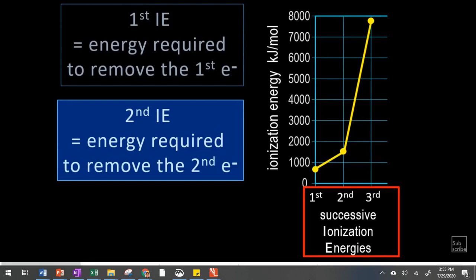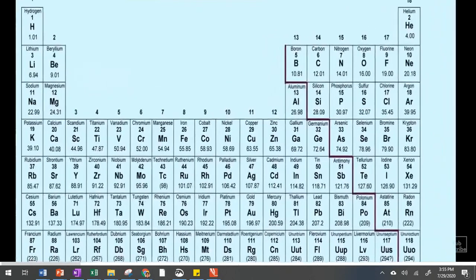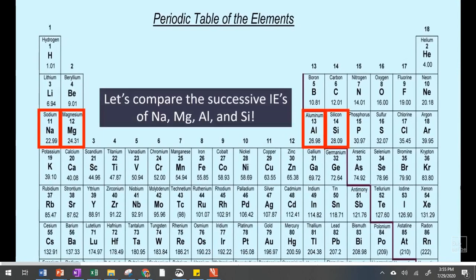So these are successive ionization energies, or successive IEs. What patterns can we see when looking at successive ionization energies in adjacent elements? Let's compare the successive IEs of sodium, magnesium, aluminum, and silicon.